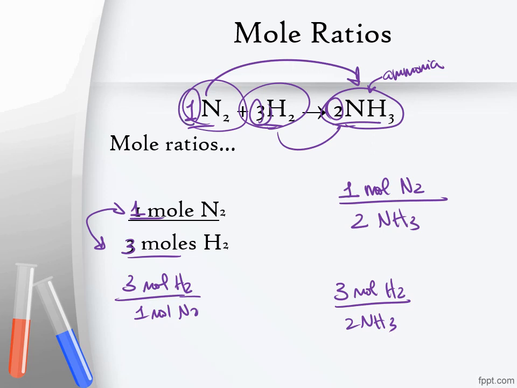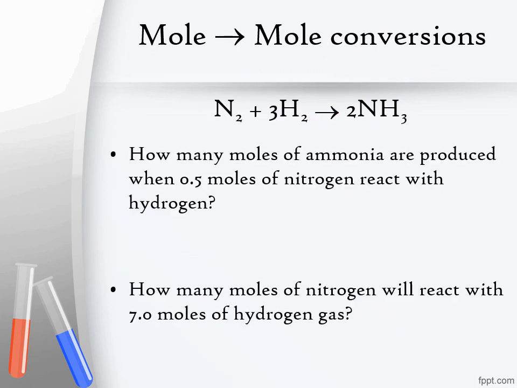So those coefficients in the balanced equation are super, super important. And this is why. So again, we're going to make that invisible 1 visible in front of that N2. How many moles of ammonia are produced? 1.5 moles of nitrogen react with hydrogen gas. So what I'm going to do is think about if I have 1 nitrogen makes 2 ammonias. So my ratio is 1 to 2.